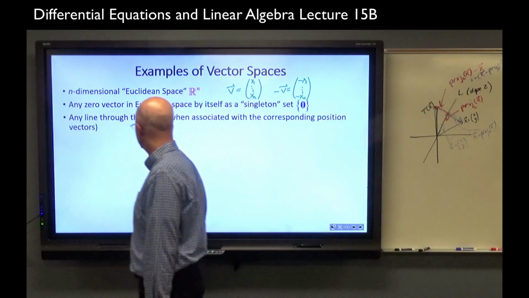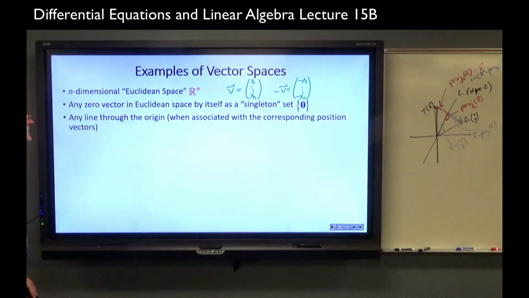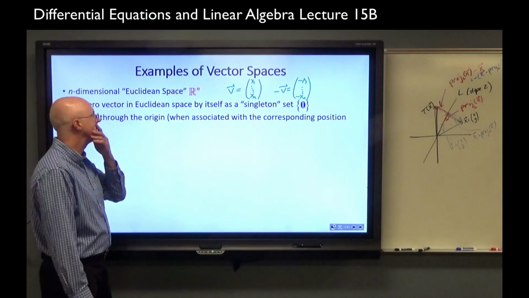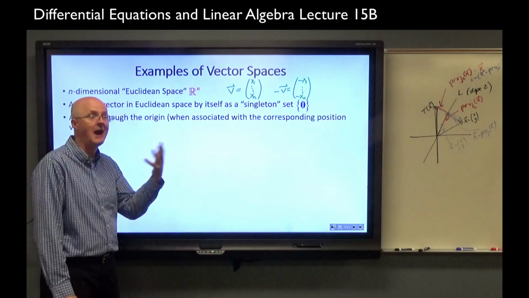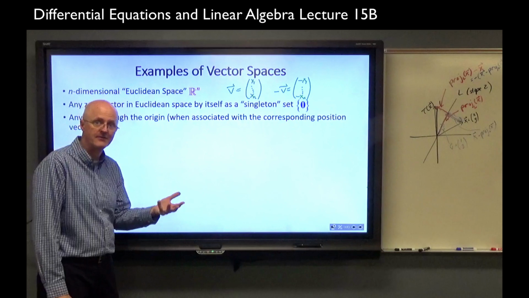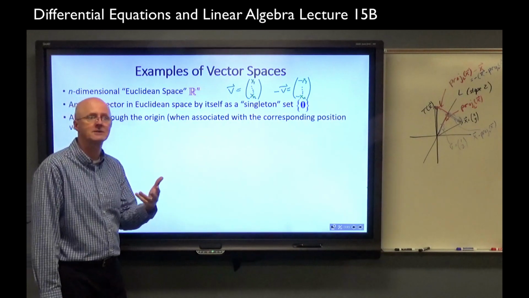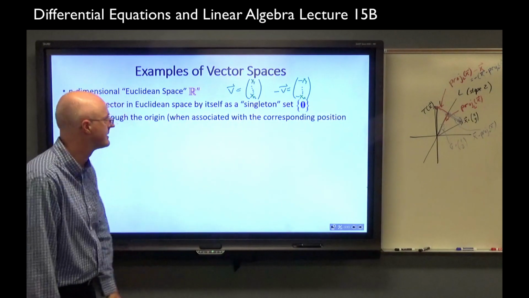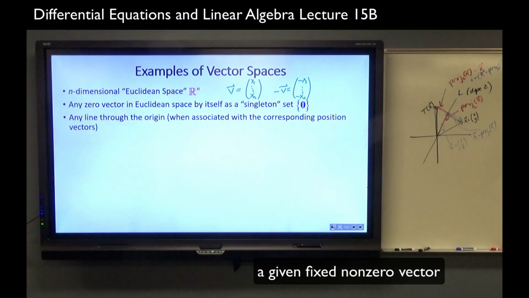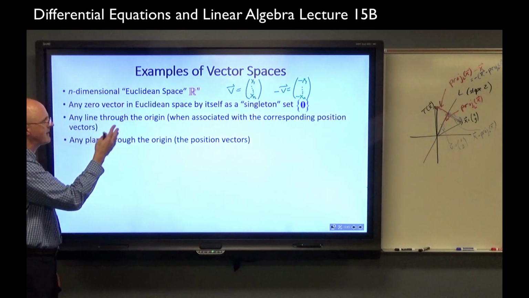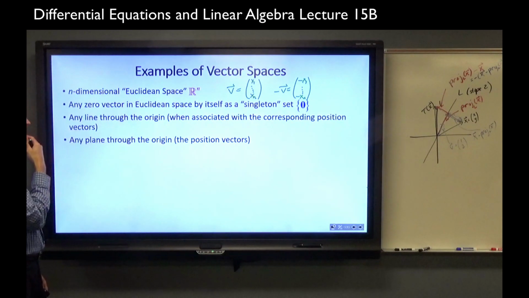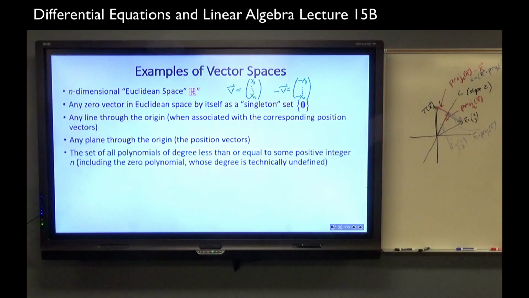Any line through the origin turns out to be a vector space when you think of it as a subset of Rn. And it doesn't have to be just a line you can visualize in R2 or R3. It could be in a higher dimensional space, and you can't literally visualize it, but you can think of it as all scalar multiples of a given fixed vector. And that'll be a line through the origin. Any plane through the origin. And when I talk line and plane, I'm really talking about sets of points. I'm thinking about the associated position vectors for those points. That'll be a vector space.